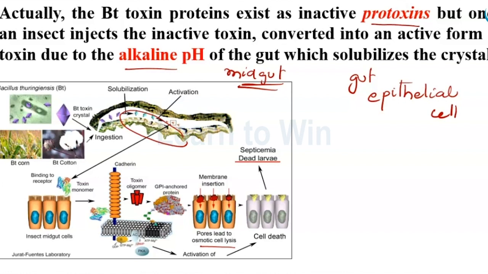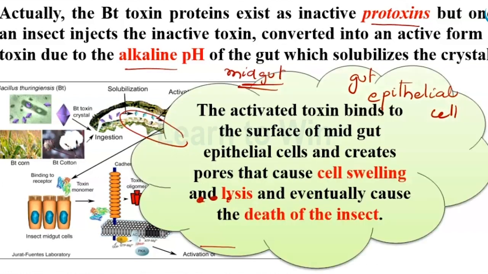The activated toxin binds to the mid-gut epithelial cells and creates pores, causing swelling. How is it causing swelling? It is allowing the inflow of water, and when too much water enters, the cell will burst, the entire mid-gut epithelium bursts out, and the organism will die.